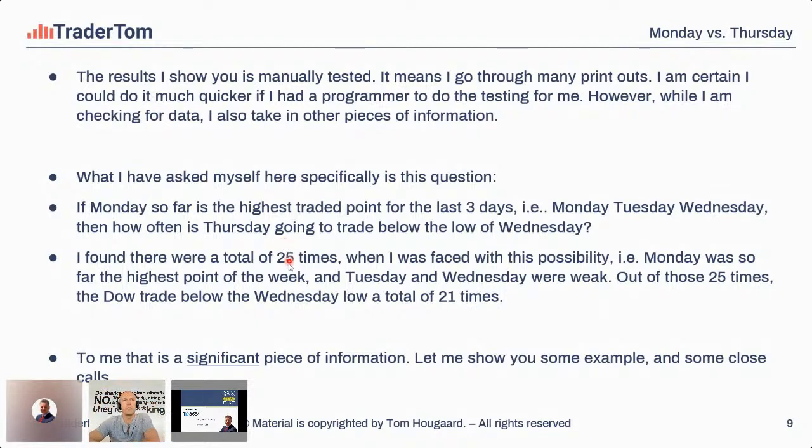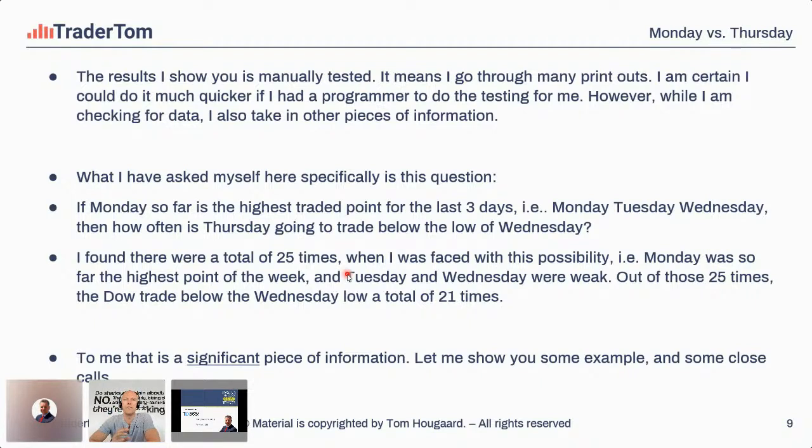So I found that there was a total of 25 times in the last year where I was faced with this possibility, i.e. that Monday was so far the highest point of the week, and Tuesday and Wednesday were incapable of getting above the high set on the Monday. Now, it could be that Wednesday was higher than Tuesday, but still lower than Monday. Or Wednesday could be lower than Tuesday, which was again lower than Monday.